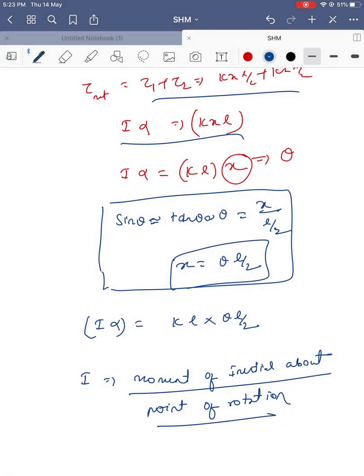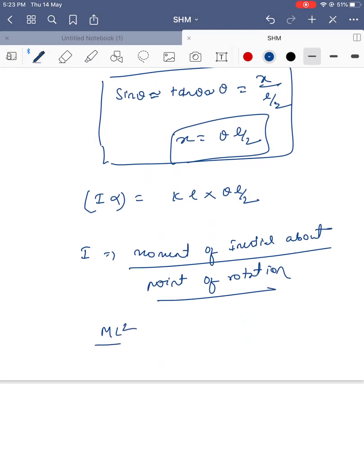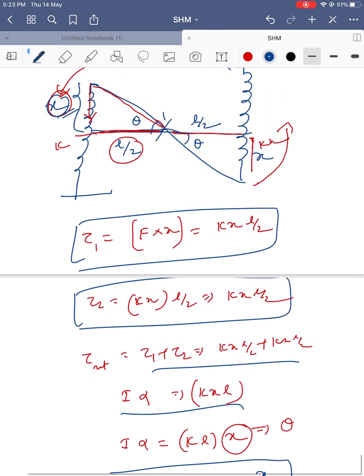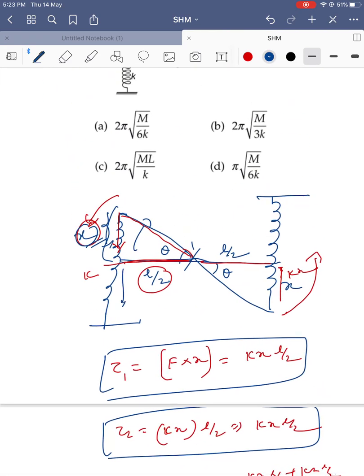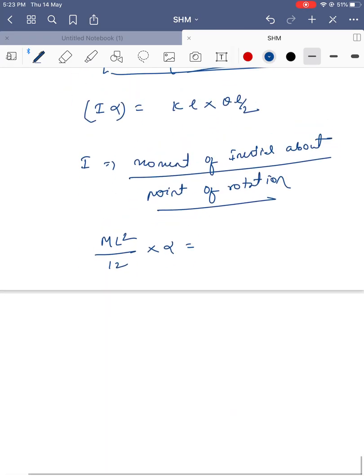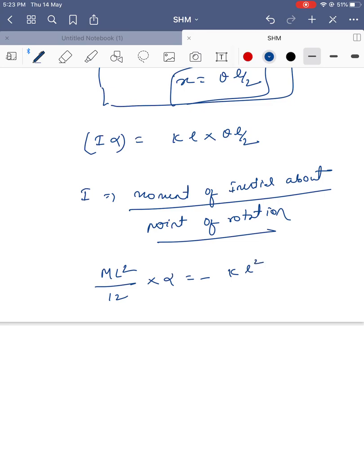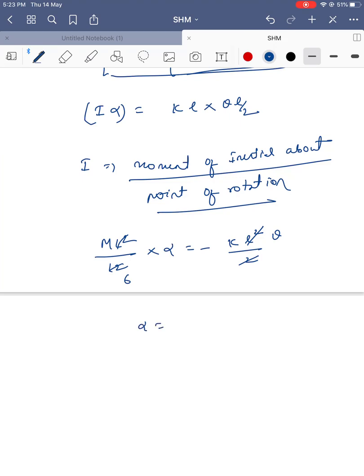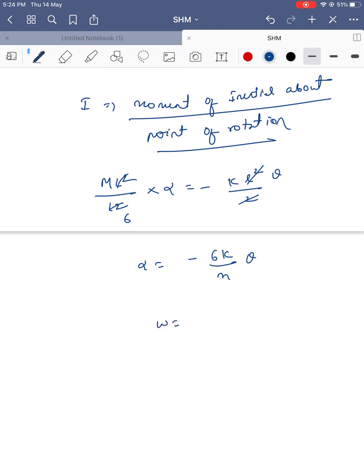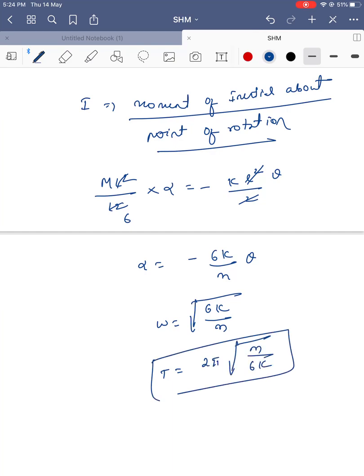So I is equal to m l square by 12 into alpha. Because I displaced upward direction, but it is going in the backward direction. If I displace downwards, it tries to go backwards. So that's why I can write it as minus k l square theta by 2, so l square gets cancelled. Alpha is equal to minus 6k by m into theta. Omega is equal to square root of 6k by m. If you are asked for time period, 2 pi by square root of m by 6k. So this is one question.